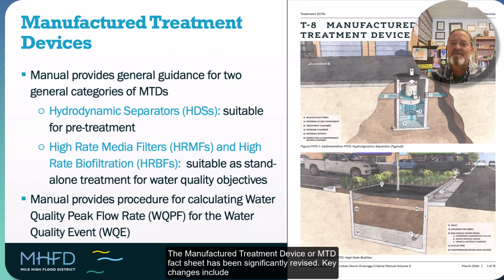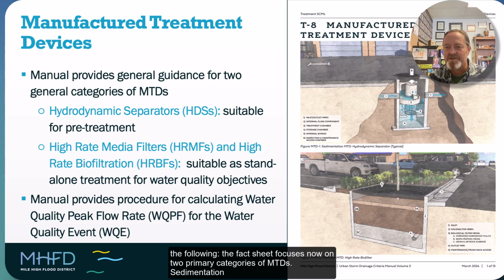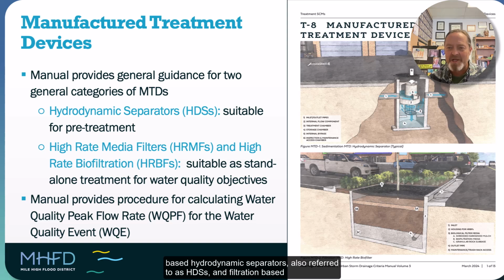The manufactured treatment device, or MTD, fact sheet has been significantly revised. Key changes include the following. The fact sheet now focuses on two primary categories of MTDs: sedimentation-based hydrodynamic separators, also referred to as HDSs, and filtration-based MTDs, including high-rate media filters and high-rate biofiltration.